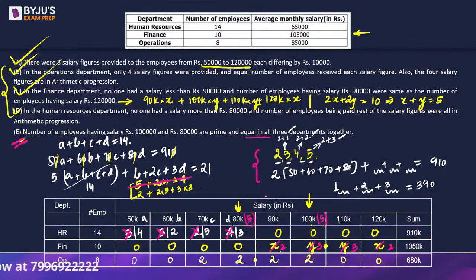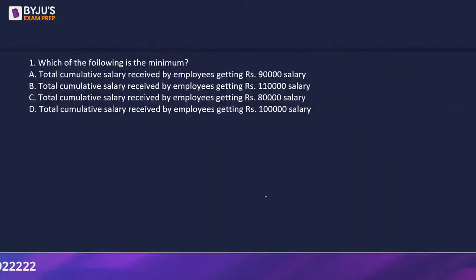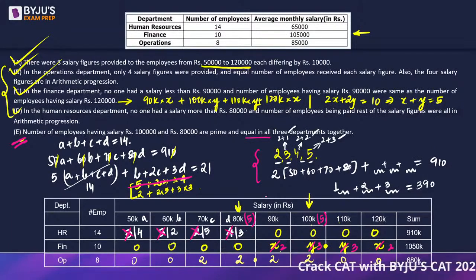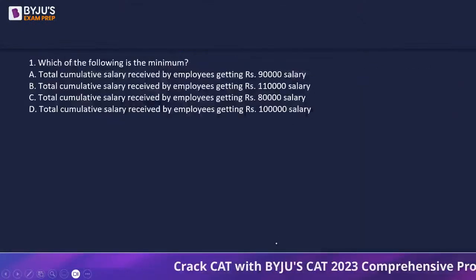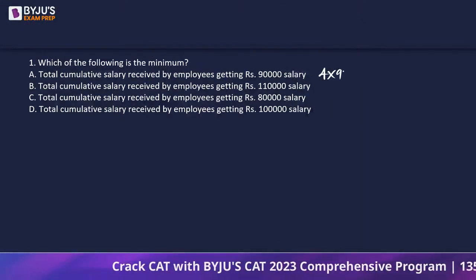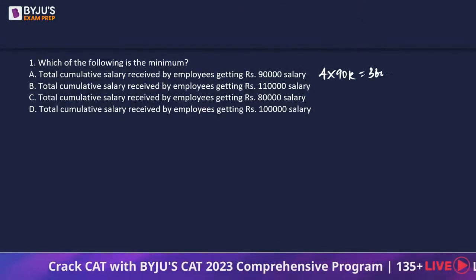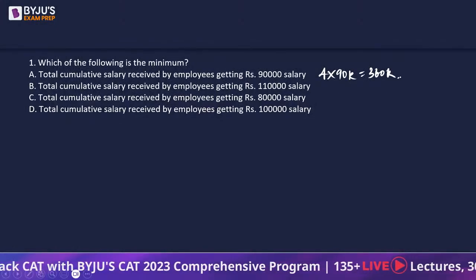So now let's move over to the question. Which of the following is the minimum? Total cumulative salary received by employees getting rupees 90,000 salary. If we look at the 90,000 salary, there are 4 employees who get 90,000 salary. So can we say 4 into 90,000, that is 360,000 total salary.